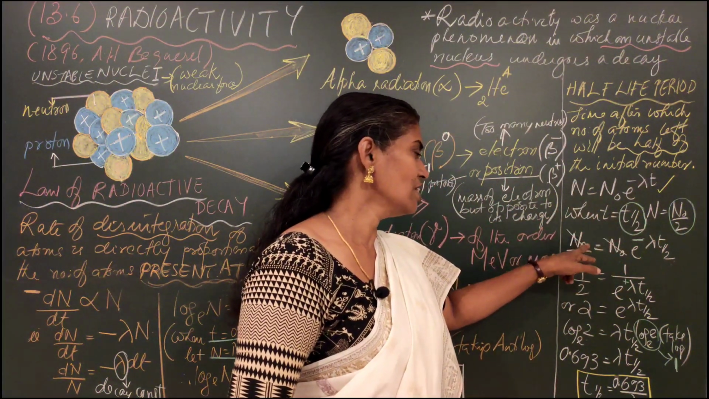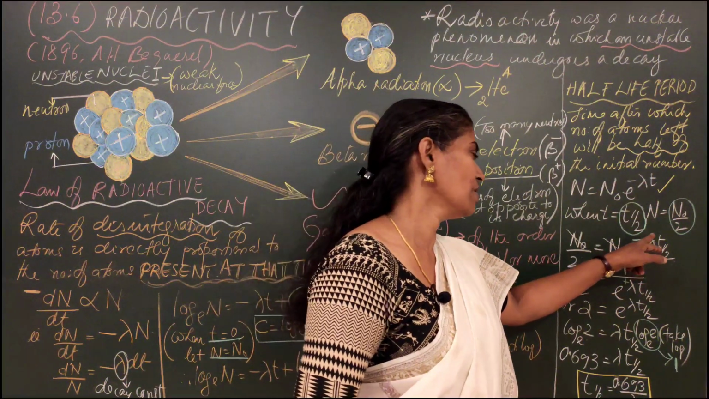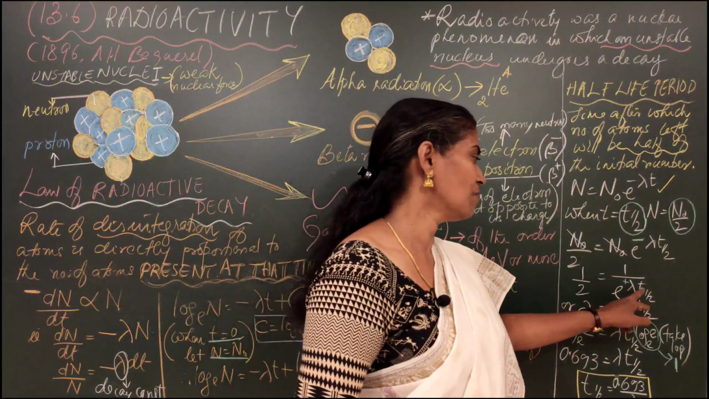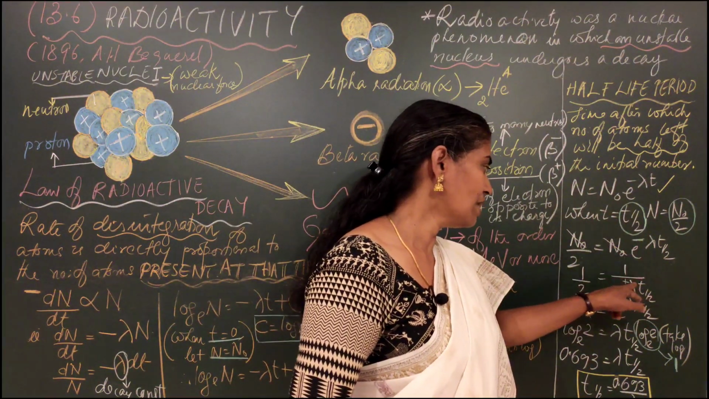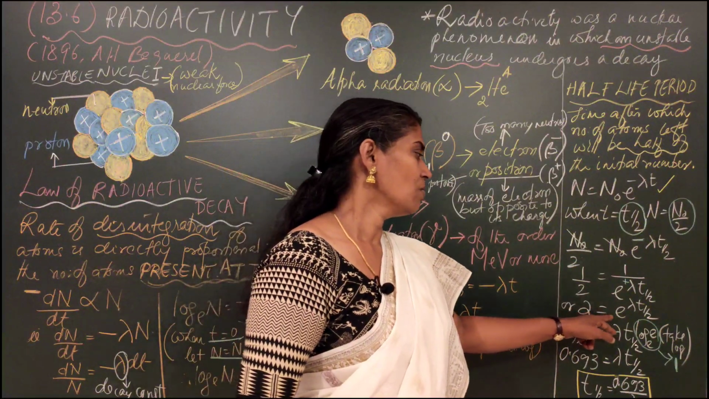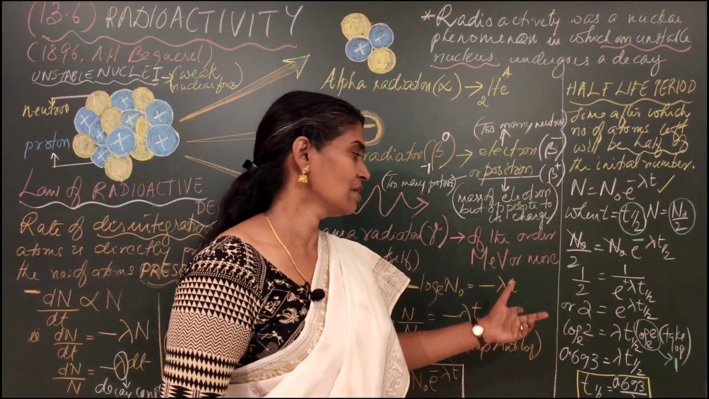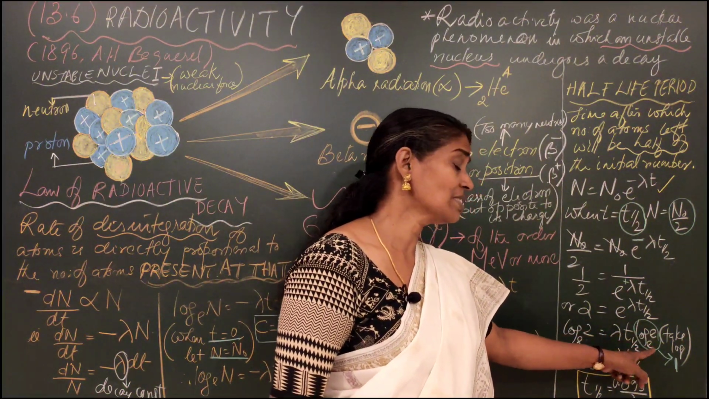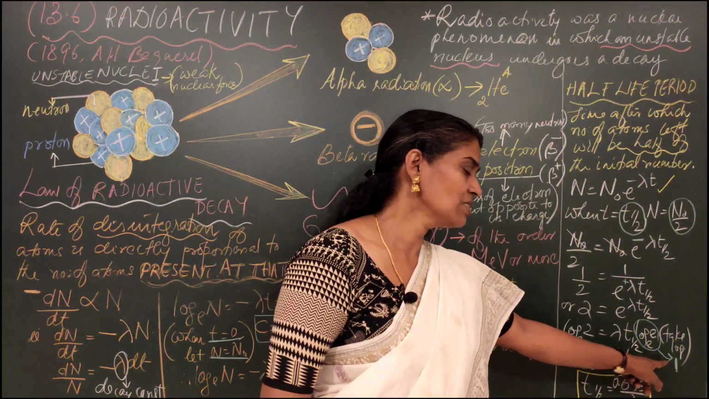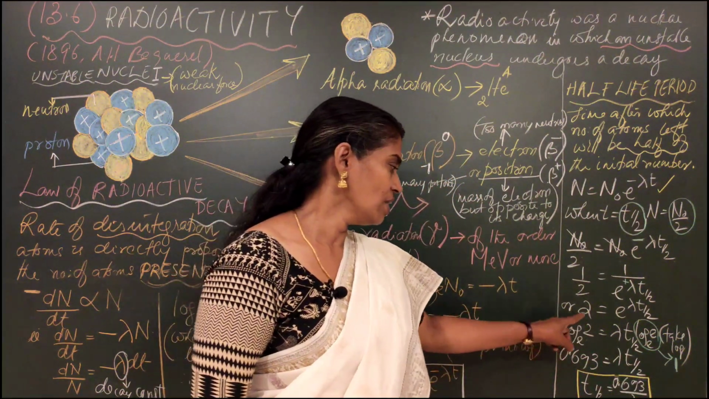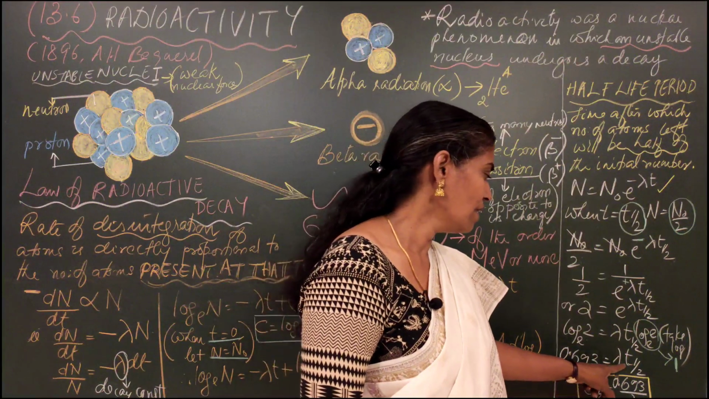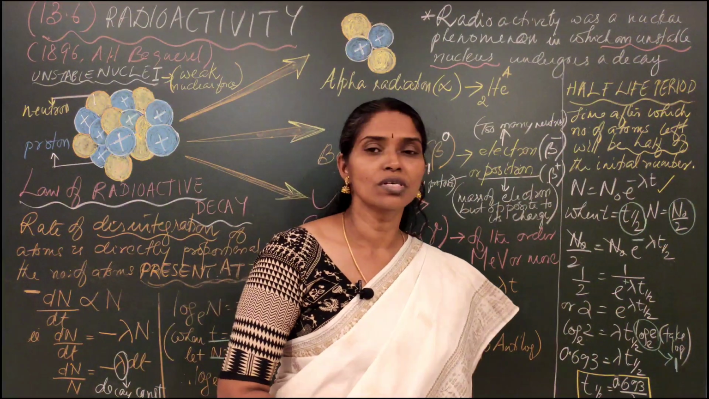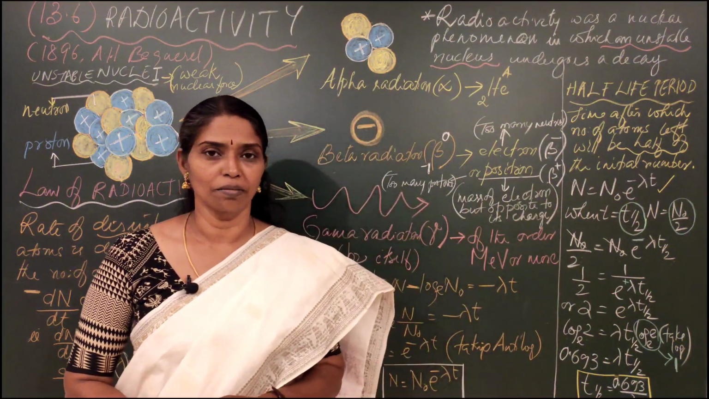Substituting in this equation, N0 by 2 equals N0 e to the power minus lambda T half. N0 cancels, half equals 1 by e to the power lambda T half. As you take it underneath, it becomes 2 equals e to the power lambda T half. Taking logarithm on both sides, log e to the base 2 equals lambda T half, log e to the base e, the same base, is 1. So log e 2 is 0.693 equals lambda T half. So finally we have the equation T half is equal to 0.693 by lambda.